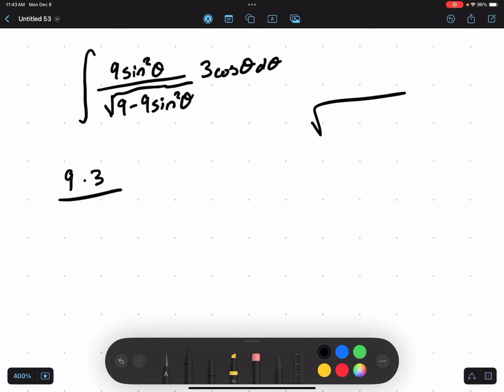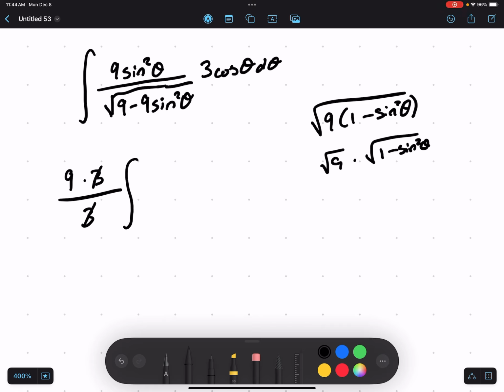right? So we've got the square root of 9 minus 9 sine squared theta. So pull 9 out, and then all of a sudden it's 1 minus sine squared theta down there. And we can separate these: square root of 9 times the square root of 1 minus sine squared theta. And this is just 3. So pull 3 out of the bottom, and they actually cancel with each other, times the integral now of sine squared theta cosine theta all over 1 minus sine squared theta.